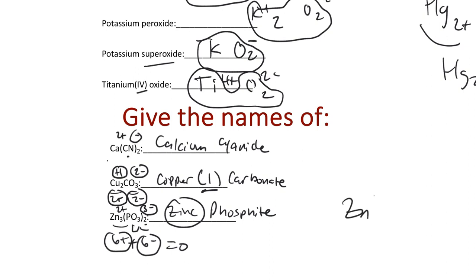So zinc only forms that 2+ ion. And then "ite," because the phosphorus with 3 oxygens is the "ite," because 4 is the "ate."